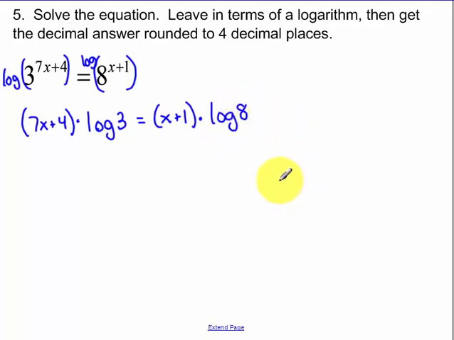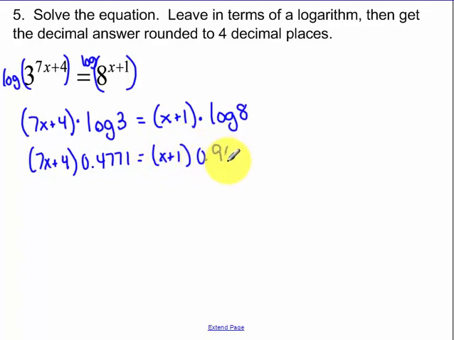Now, what I recommend you do is write these as decimals to 4 decimal places. So we have 7x plus 4, log 3 is 0.4771, log 8 is 0.9031. At this point, what I would recommend you do is just work with decimals. Distribute it through. Now you're just working with decimals. You need a calculator.